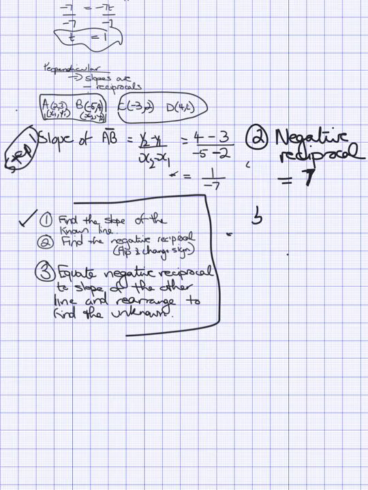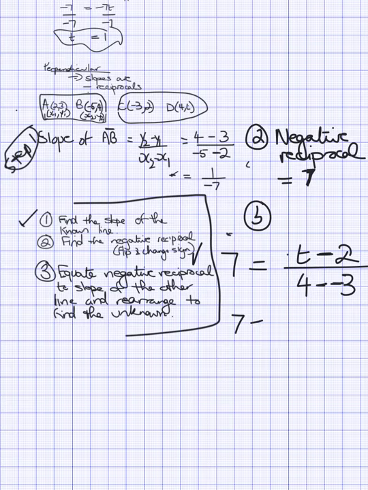Now we need to equate that negative reciprocal, so this is step 3, we've done step 2 now. Step 3, we need to equate that, so we need to equate 7 to the slope of the other line. So the slope of the other line, well, that's going to be y2 take y1, y2 for D is t, y1 for C is 2, and then x2 is 4, that's the x coordinate of D, and x1 is -3. So 7 is going to equal t take 2, in case you can't see it, let's split it up, t take 2 over 7.